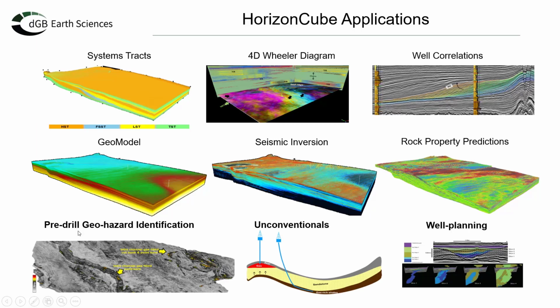Some other applications would be, say, pre-drill geo-hazard identification. We could, for example, create a HorizonCube in the shallow section and then do straddle slicing in a 3D view, slice up and down using several different useful attributes to try and pinpoint where we might have geo-hazards. In unconventionals, we may use it to pinpoint sweet spots, or in well planning, we could utilize it to find good spots for the well. So these would be some of the applications for HorizonCube.